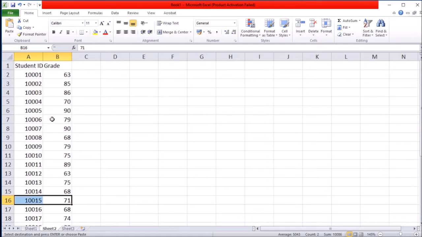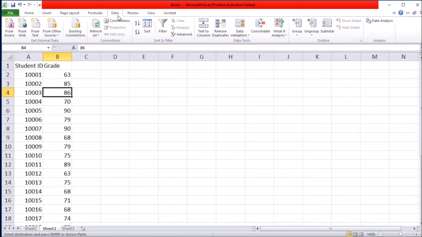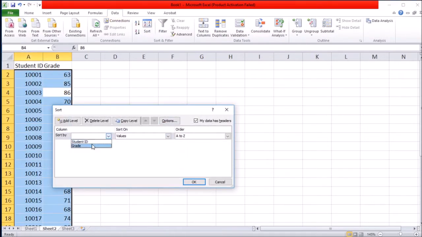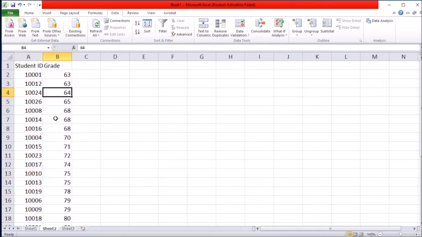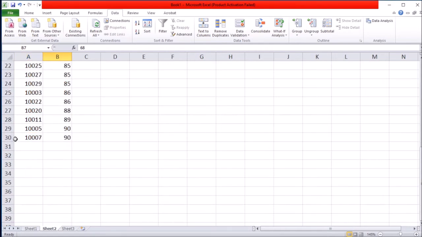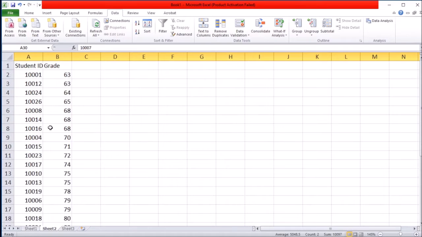So to do that, I want to sort this data by grade. Just click anywhere, data sort, sorted by grade, done. And because there are 29 students here, the student in the very middle is going to be student number 15, which is this one. The 16th row in Excel is going to be the 15th student because the first row is occupied by the header. So as we see, median is 79.